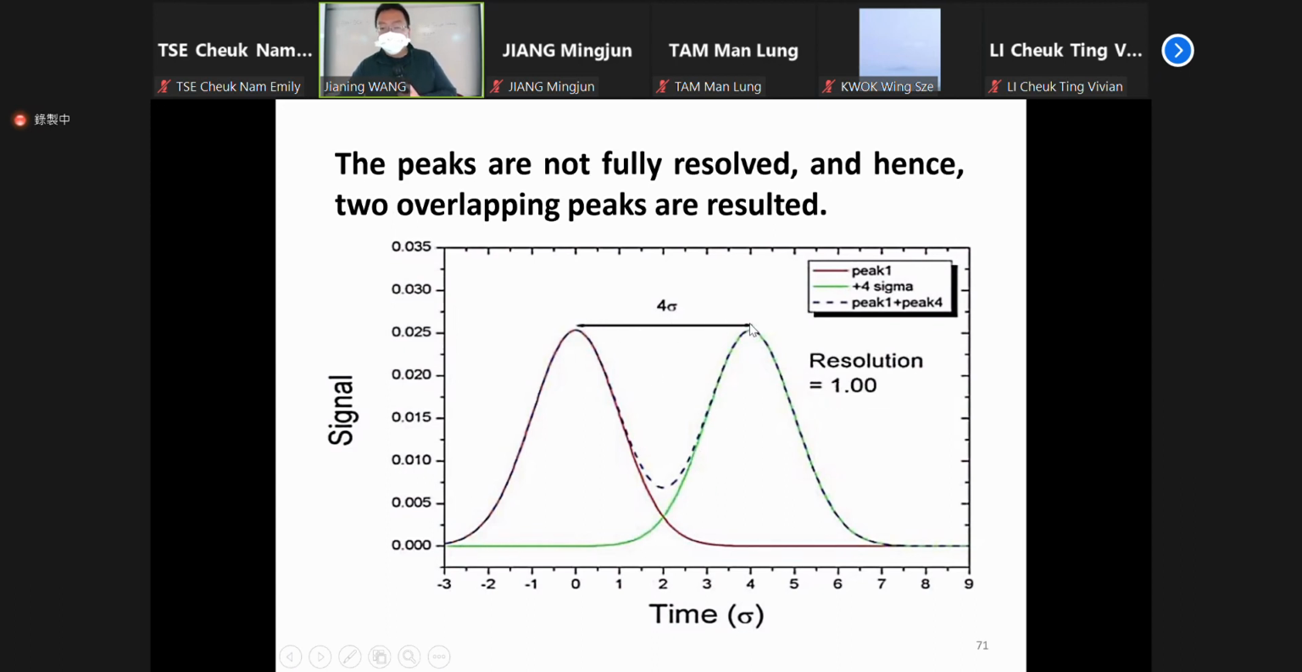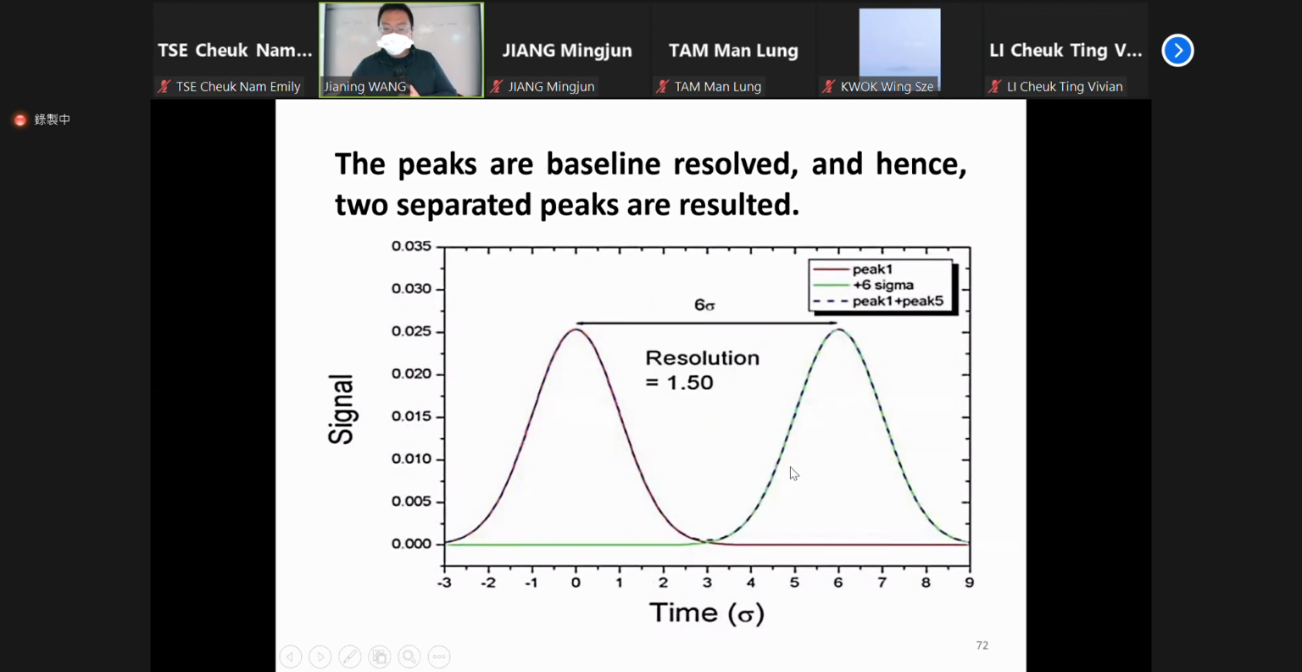So this 4 sigma is also the width of base peak, right? Base width of the peak. So the resolution equals 1. When we got 6 sigma separation, we call it complete separation. So the resolution is 1.5.